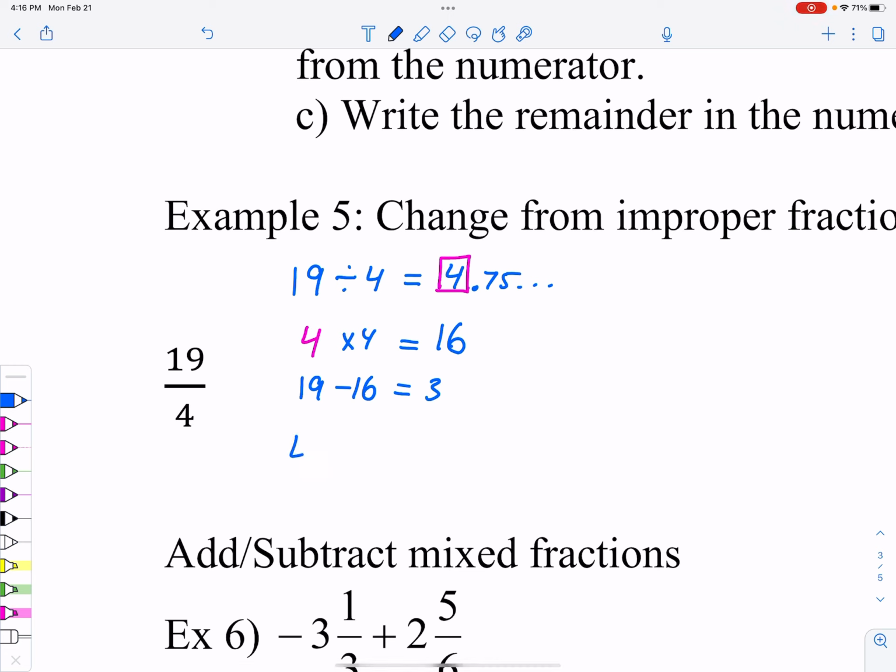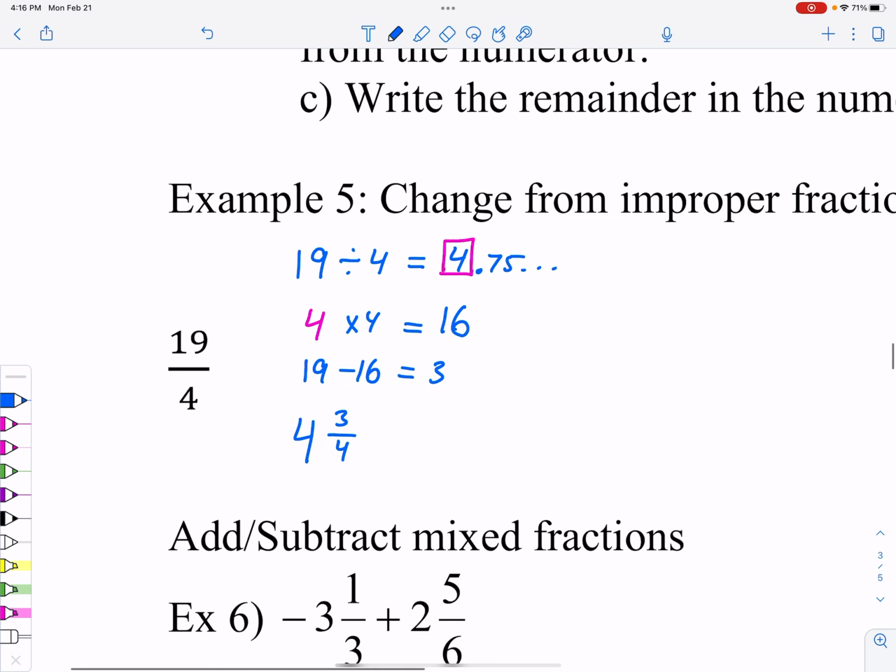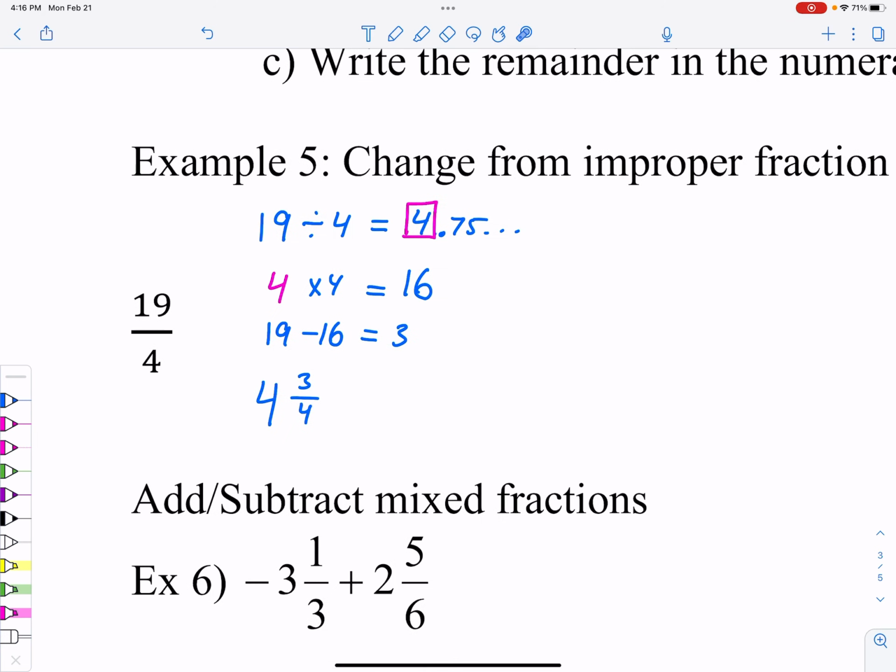So we're going to write a whole number 4, and we're going to write a remainder, which is 3, on top of the 4. So 4 3/4.